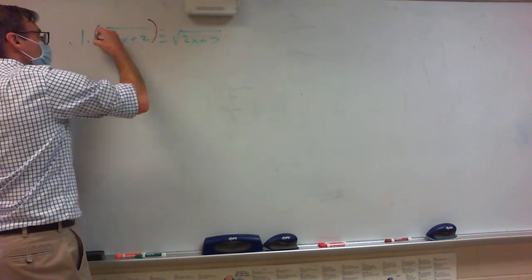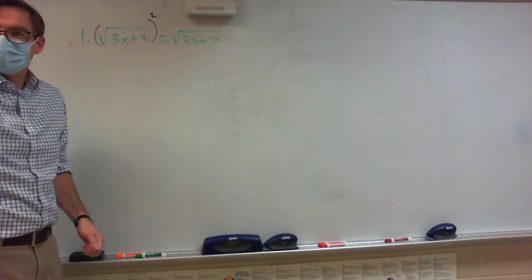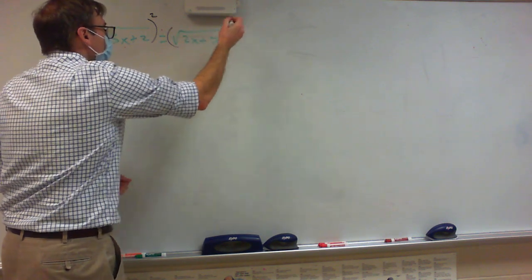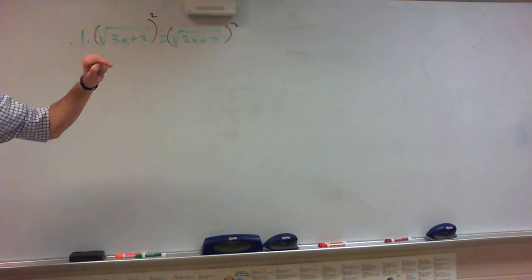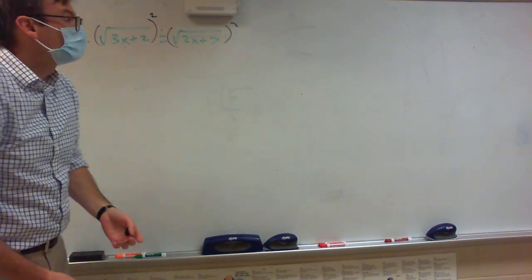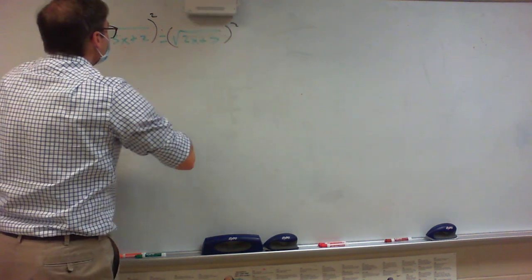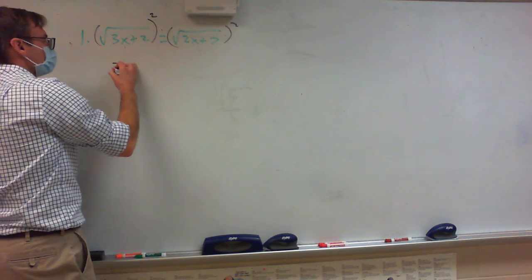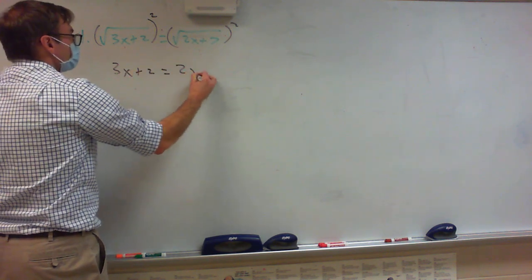What would happen if we squared both sides? What happens when you square a square root? It cancels it out, right? And so we're going to square both sides, and when we square both sides, this is going to give us 3x plus 2 equals 2x plus 7.